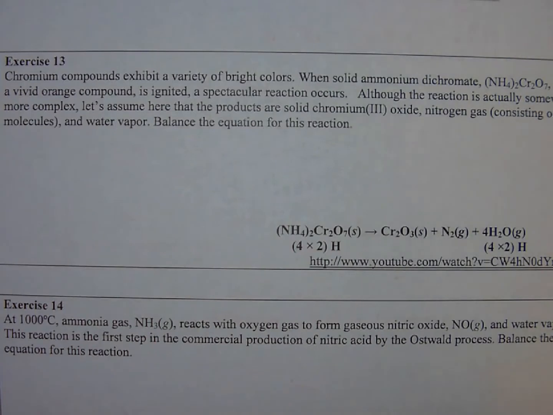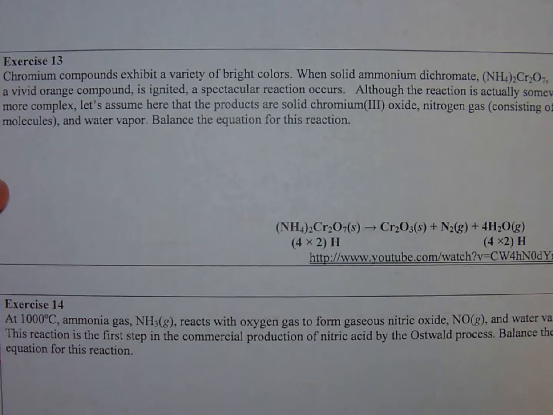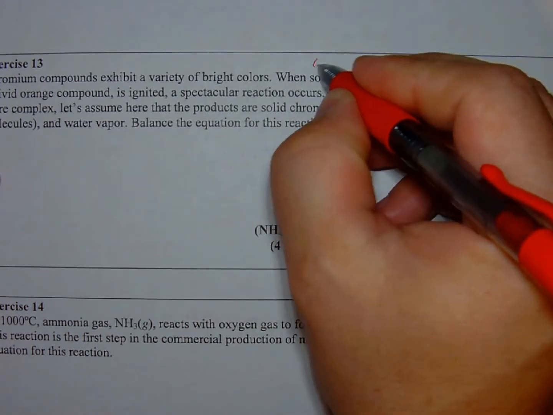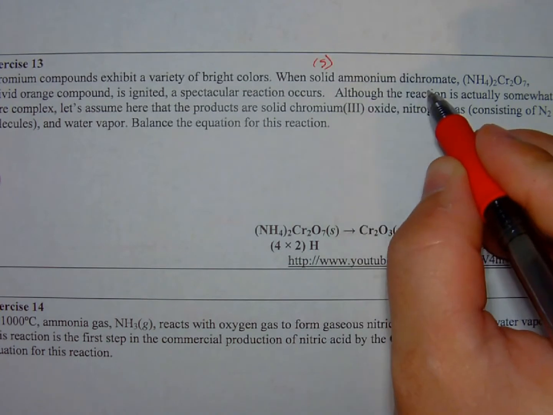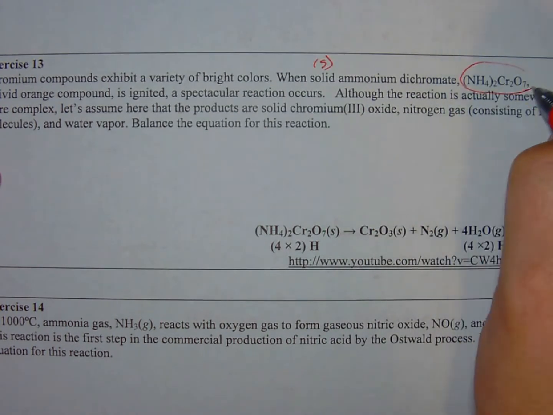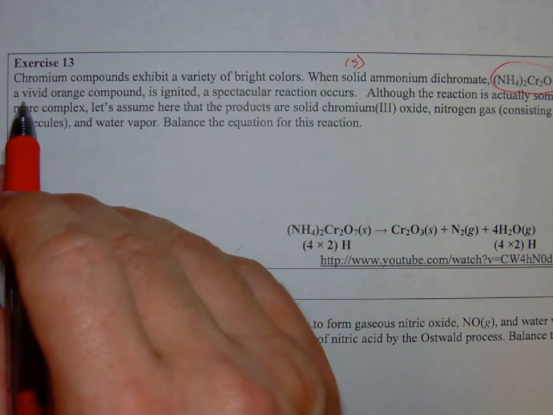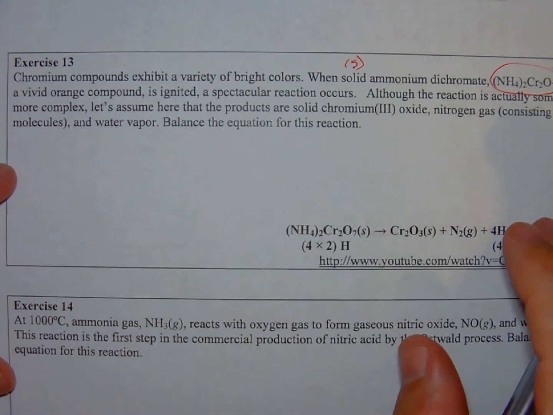Here is exercise 13. Chromium compounds exhibit a variety of bright colors. When solid ammonium dichromate, oh, now we're getting some information, right? Solid ammonium dichromate. Oh, it tells me exactly what it is right here. So here's the substance. When solid ammonium dichromate, a vivid orange compound, is ignited, a spectacular reaction occurs.